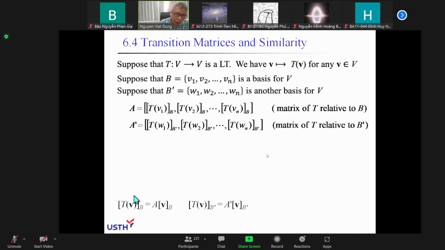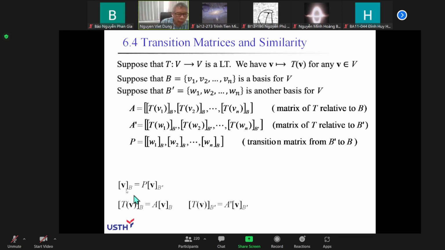Now because we have two bases, B and B prime, we have a transition matrix from B prime to B. Ma trận chuyển cơ sở từ B phẩy sang B. Transition matrix from B prime to B. It is defined this way, and with that, we have the following formula: the coordinate of V in B equals P multiplied by the coordinate of V in B prime. And we also have another transition matrix back from B to B prime, defined like that. Usually that is denoted by P inverse, and we know already that P inverse here is exactly the inverse of P. And also we have another formula.